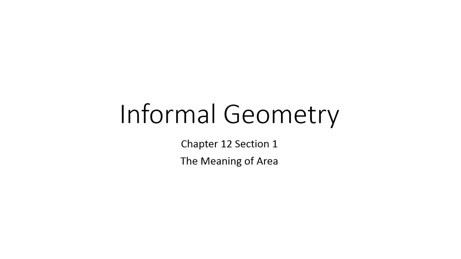All right, continuing on with this informal geometry, we are looking at chapter 12, section 1. With this section, we are looking at the meaning of area. This whole chapter is dealing with the area of different polygons. So we're looking at what the meaning of area is.